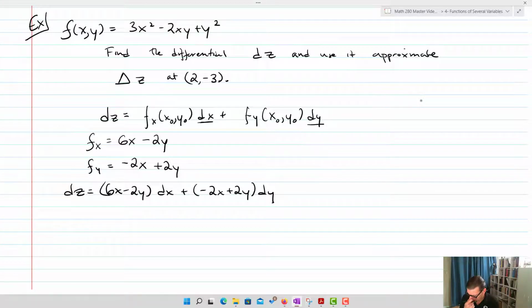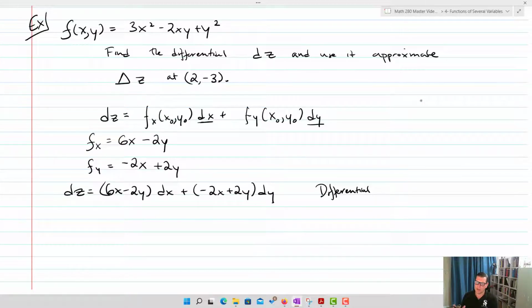So what we need to do now is we're going to say, okay, this is the actual differential. There's your differential, right? Pretty simple, if you're understanding partial derivatives, obviously. If you don't understand what a partial derivative is, it's much more complicated. But dz equals (6x minus 2y) dx plus (negative 2x plus 2y) dy.